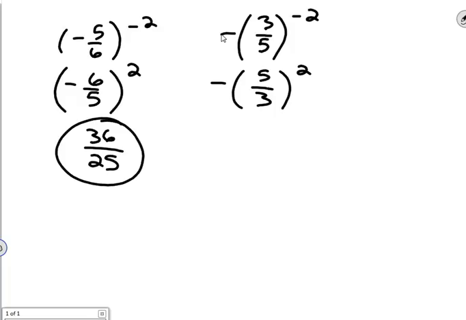Now we apply the power property. 5 squared is 25, 3 squared is 9, but this is all happening just to the 5/3. The negative sign out in front, nothing is happening to that, so it remains, and our answer is negative 25/9.